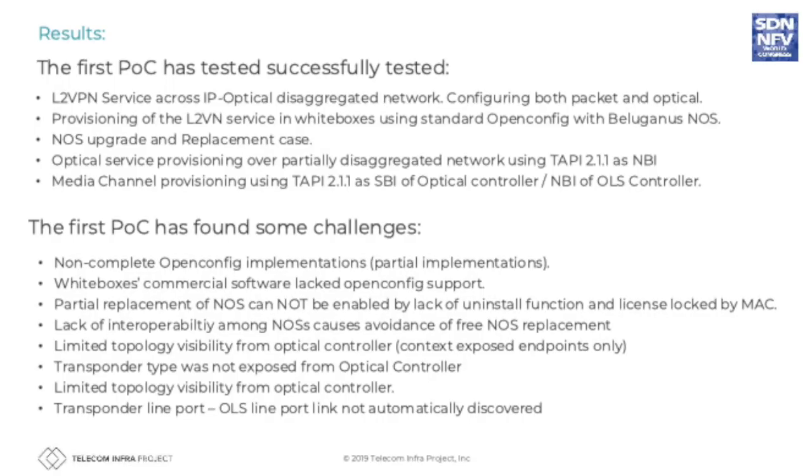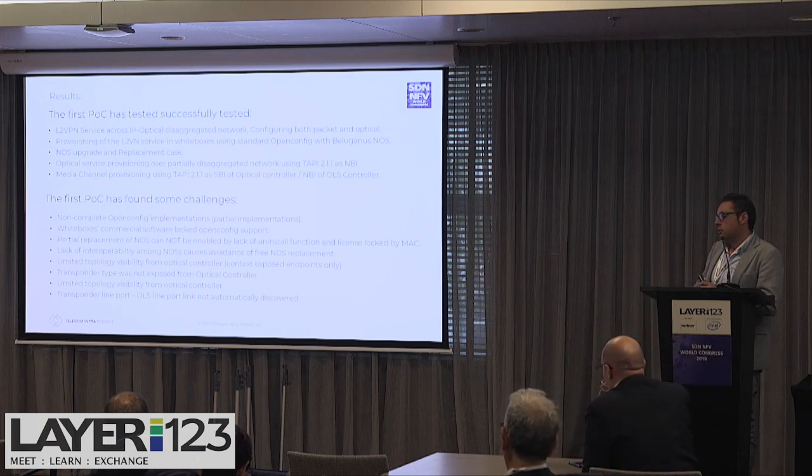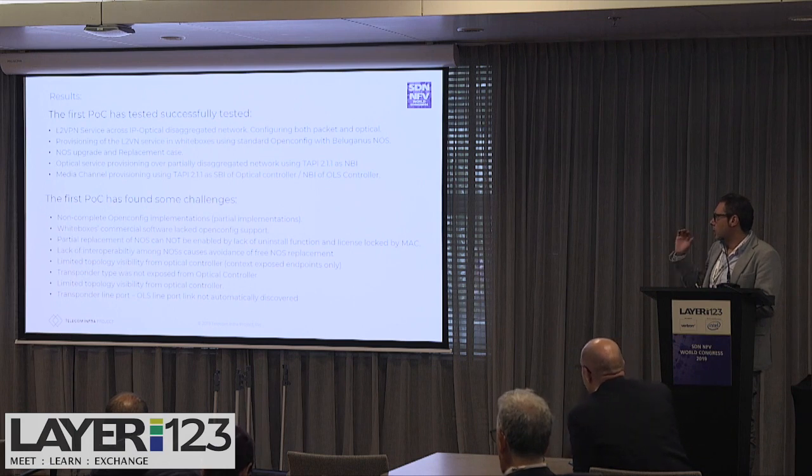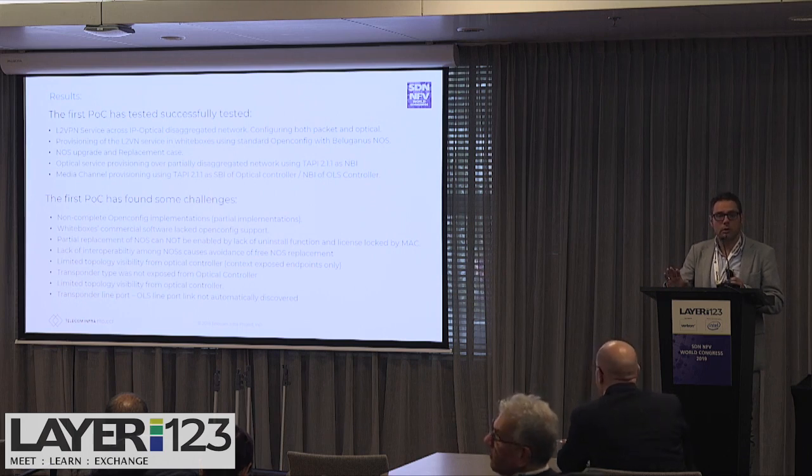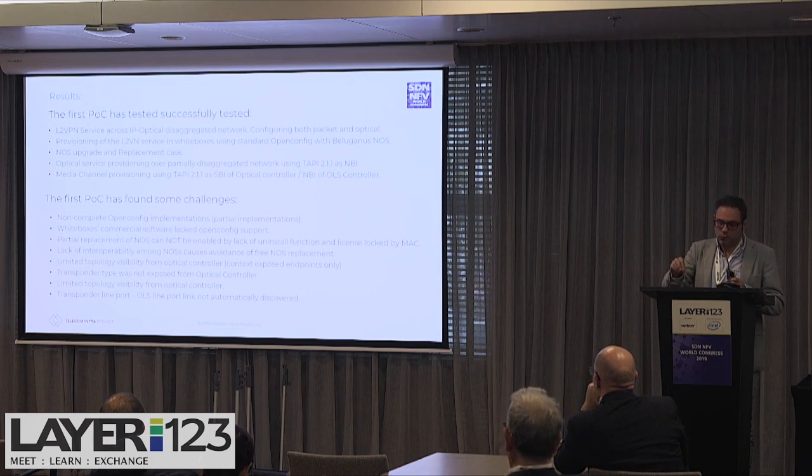So what did we accomplish? The automatic end-to-end test of a layer 2 VPN service provisioning that included triggering of an optical connection. The workflow was completely automatic, and it was done successfully. It worked using the transport API to trigger the optical path, OpenConfig to configure the transponders, and the IETF L2VPN service model to describe the service. Setting up the boxes with standard OpenConfig was okay only in Beluganus. In the others, we had to configure the equipment with the CLI.